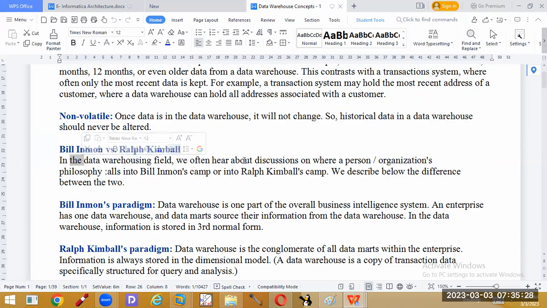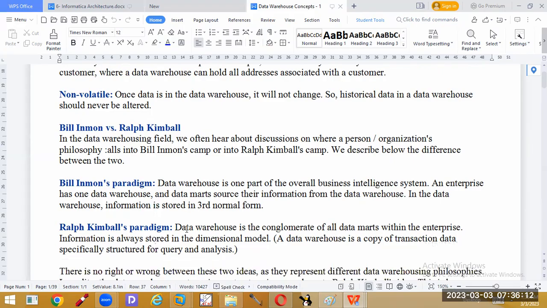In the data warehouse field, we often hear discussion where a person falls into the Bill Inmon camp or the Ralph Kimball camp, and we describe below the difference between the two. Actually, Bill Inmon gave the data warehouse as one part of our business. He said the enterprise data has one data warehouse. Enterprise means like ERP, and data sources feed their information into the data warehouse. In the data warehouse, information is stored in third normal form. You know the Oracle concept of normal forms: first, second, third, right? So you know some Oracle concepts as well. Based on that, he said we store all information in third normal form.